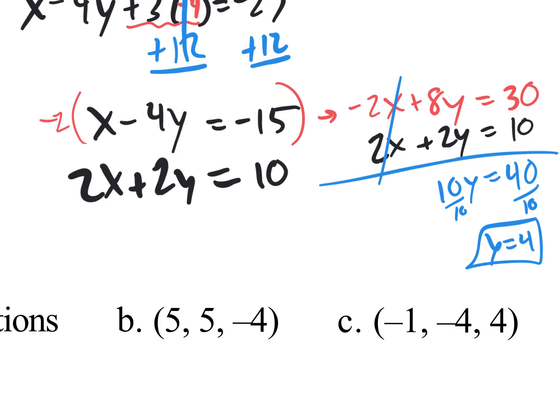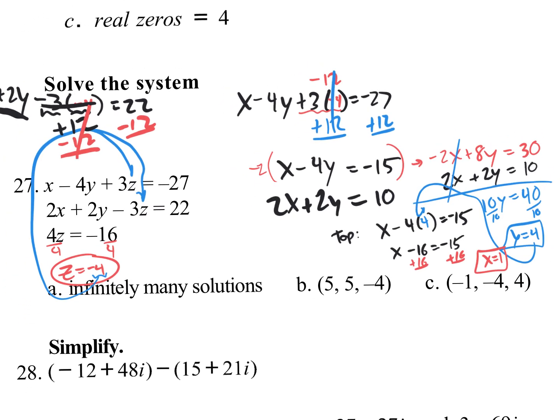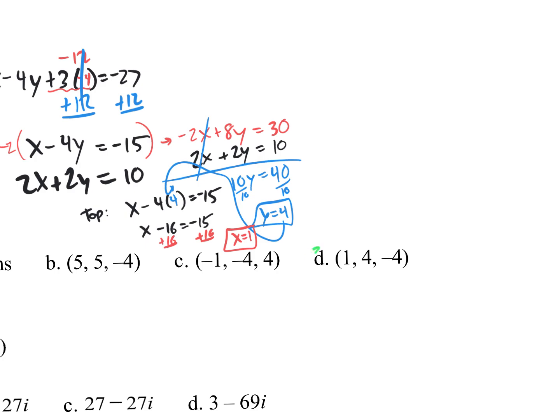So far you have the y value of this 2x2. Let's now find the x value by plugging in the y value of 4. I'm going to go for the top one. The top one says x minus 4y equals -15. When you plug in that 4, you're going to end up with x minus 16 equals -15. Then you add 16 to both sides, and you end up with x equaling 1. So we have x value of 1, y value of 4, and the original z value of -4. So 1, 4, -4, where's that at? That's option D right there.